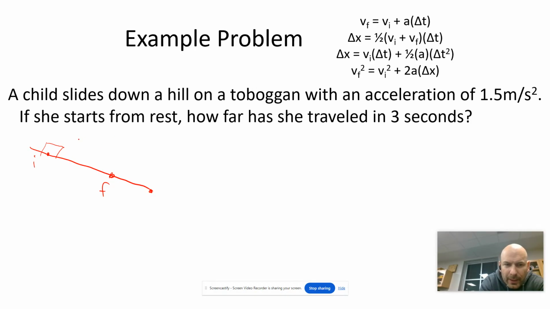And if the positive direction is not defined, make the way it's moving positive. So I'm going to make down the ramp positive. And now I'm going to start defining my variables.